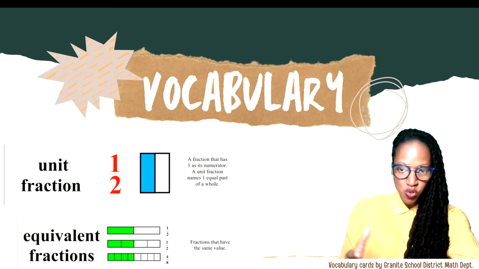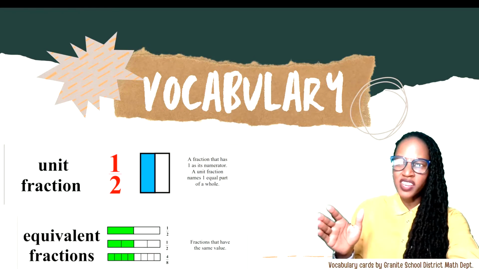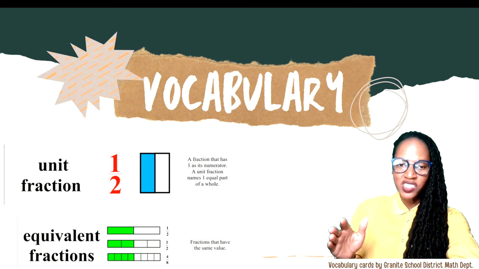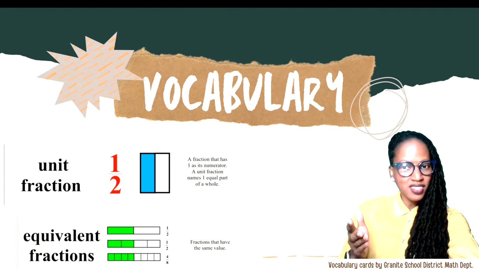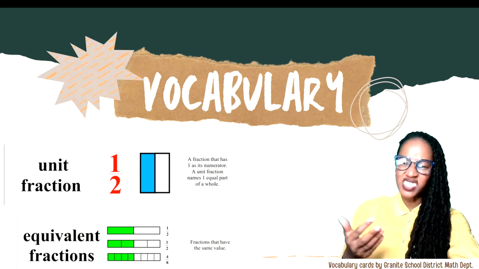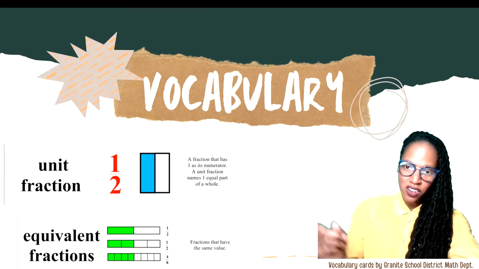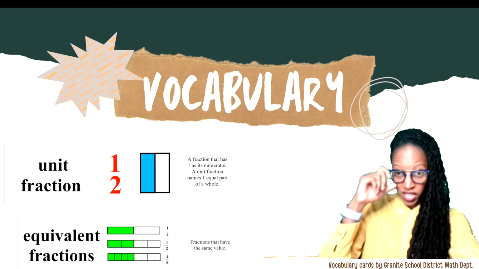A unit fraction, we'll look at a lot of unit fractions today. It's just a fraction that has a numerator of 1, okay? It could be 1 over 1,000. It could be 1 over 4. Just tells me it's 1 piece out of however many pieces we have in the whole.